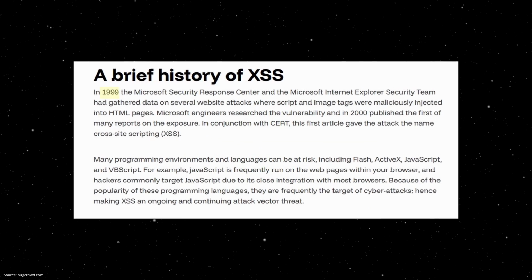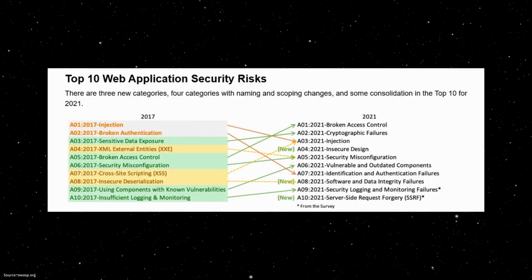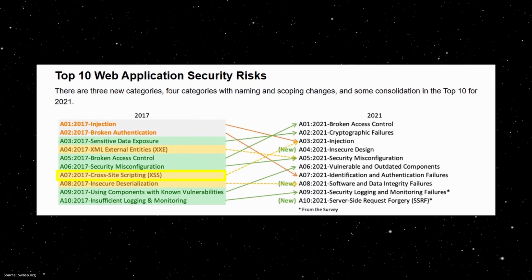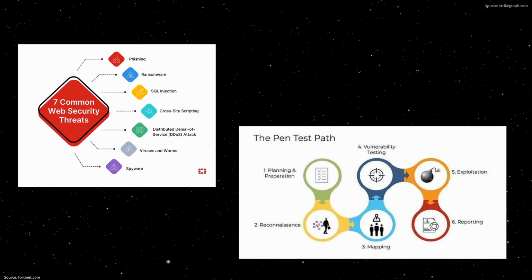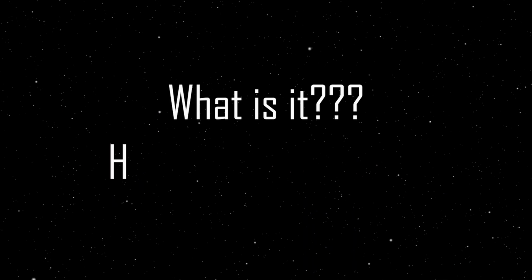Despite dating back to the 1990s, it remains one of the most prevalent security risks for web applications, commonly finding itself in the OWASP top 10 most critical security risks. If you're even vaguely familiar with web security or penetration testing, you've definitely at least heard of cross-site scripting. But what is it and how does it work?